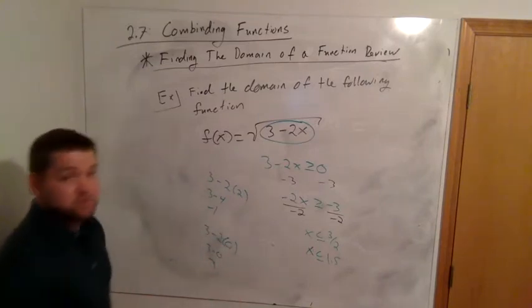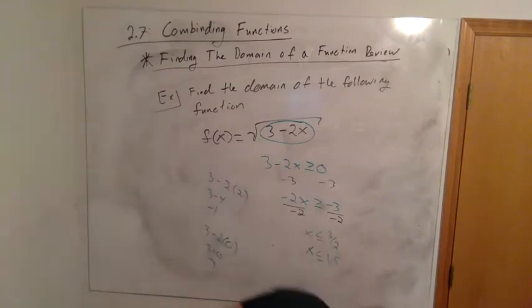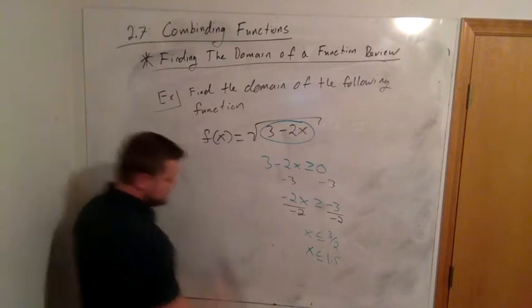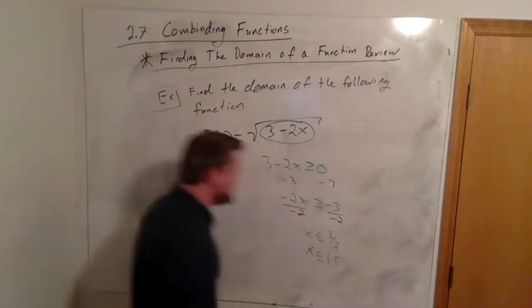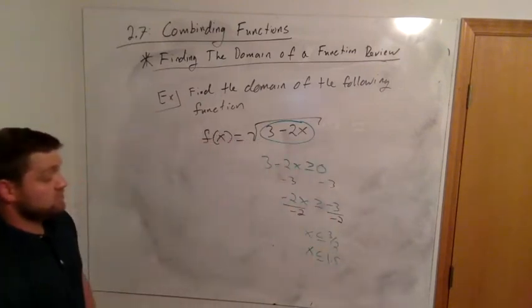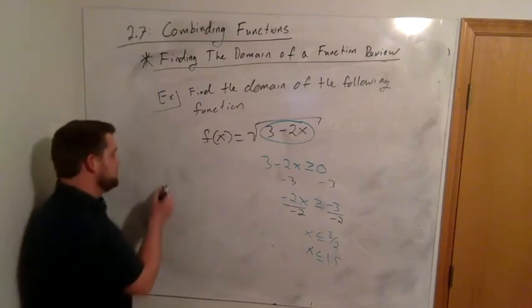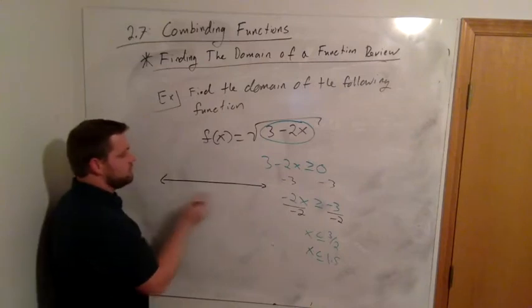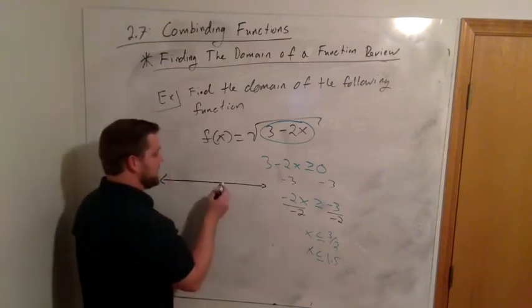I can take the square root of 3. So our domain, I can plug in anything less than or equal to 3/2. Now, while this is a simple example, it's always going to be good for us to sketch the domain on a number line. So if I'm sketching the domain on a number line, you don't have to mark 0 on your number line, but let's mark 3/2.